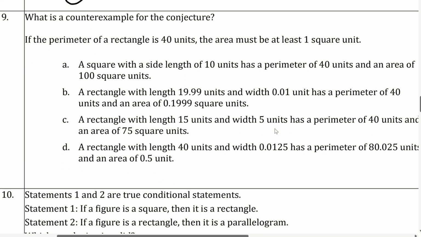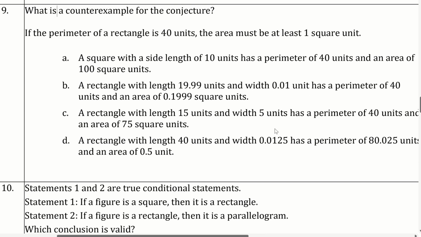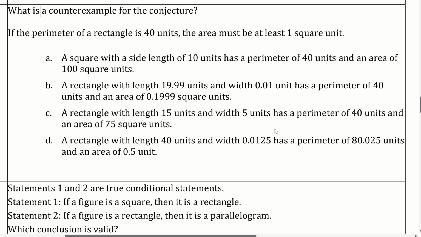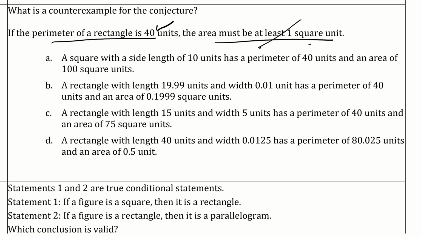All right, so number 9, what is a counterexample for the conjecture? A counterexample is something that refutes it, that goes against it, right? Proves it false. So if the perimeter of a rectangle is 40 units, then the area must be at least 1 square unit. Perimeter is when you add up all the sides, right? So if you were to add up all the sides, you would get 40. But if you multiply base times height, or length times width, you would get 1. Okay, so that's what we're looking for. So let's look at an example where this is true, but this is false. We want this to be true, but this to be false for a counterexample.